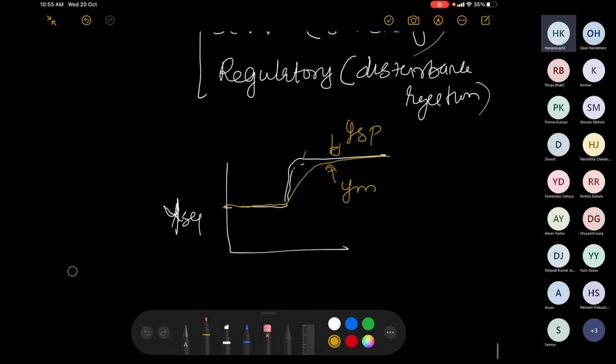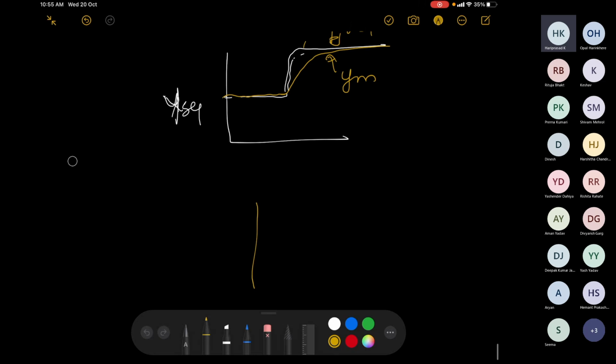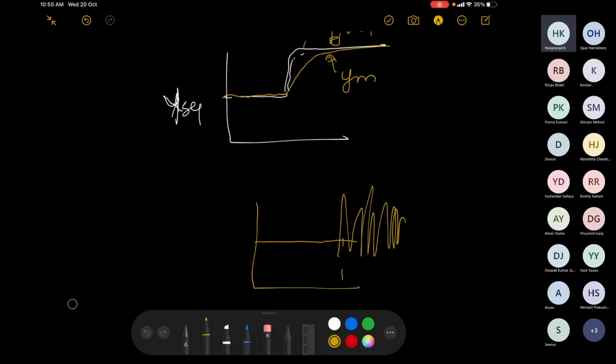And the second is the disturbance rejection problem. For instance, your process was operating like this, and a lot of disturbance came in. From here to here, because of YD, a lot of disturbance, the process started oscillating. Now you have to reject that disturbance. The controller should reject the disturbance and come back to here. So here is the disturbance rejection.